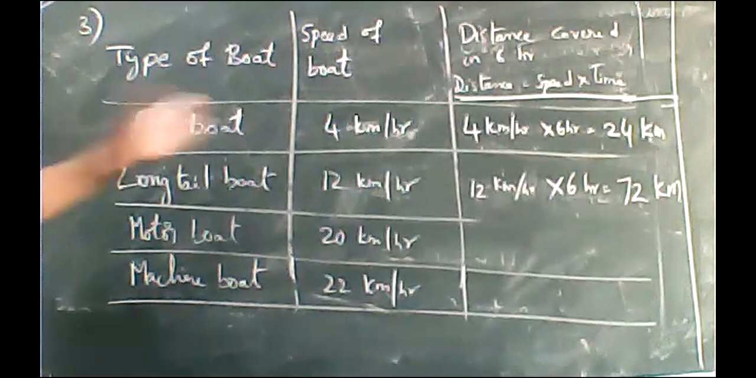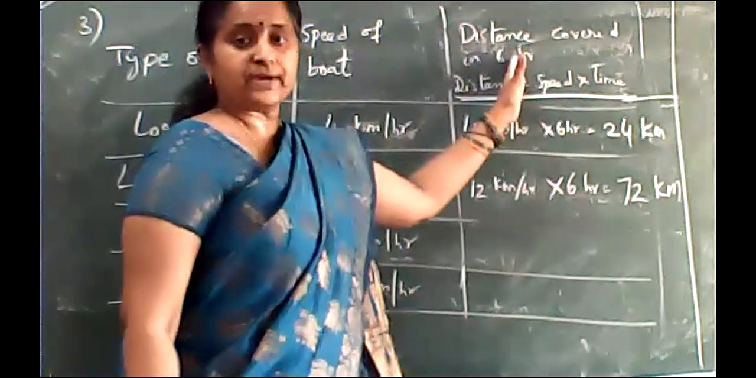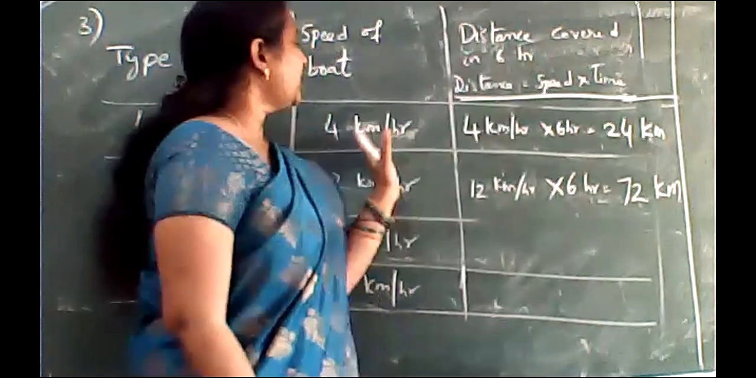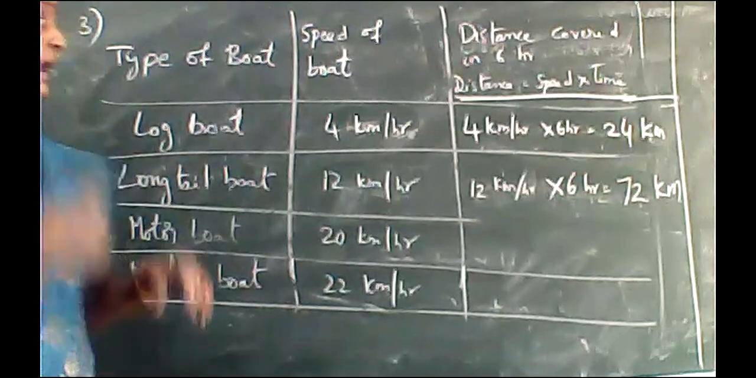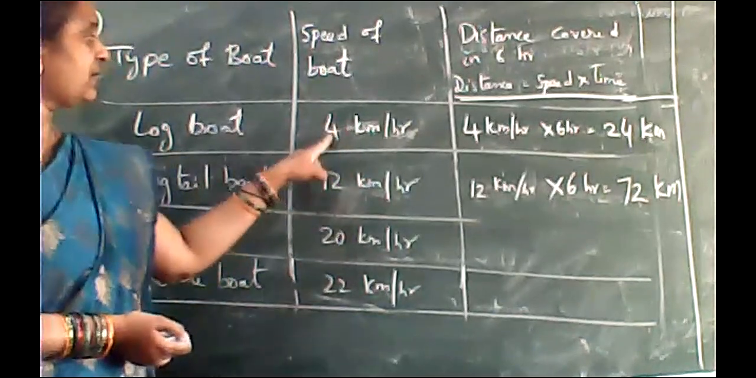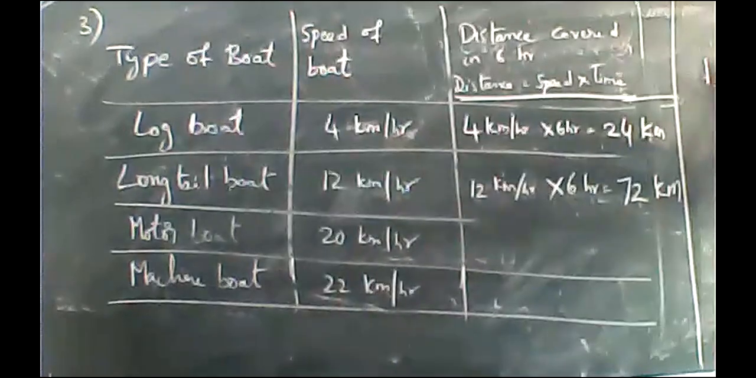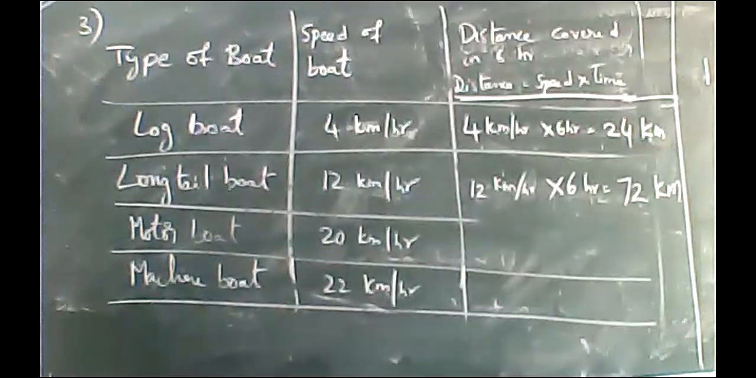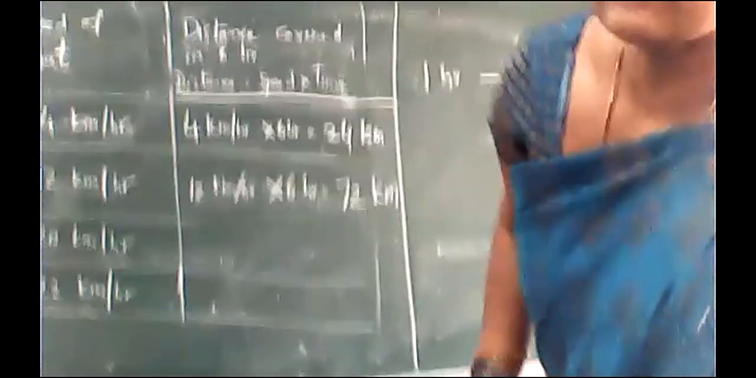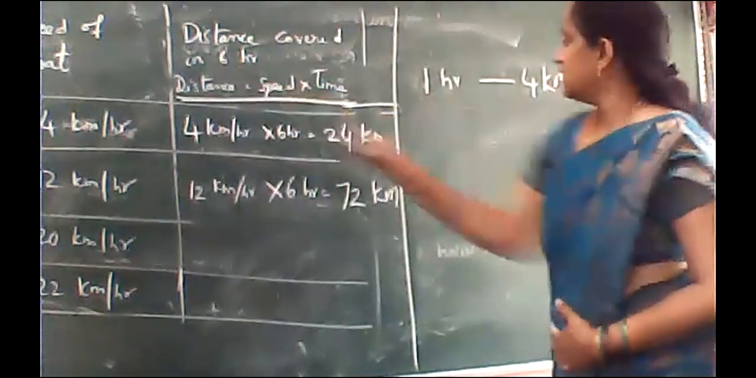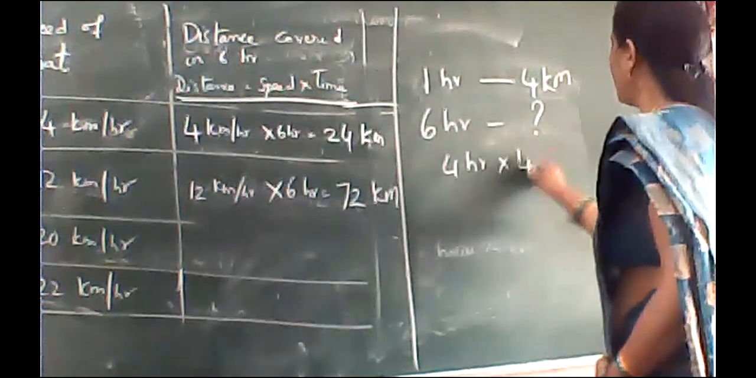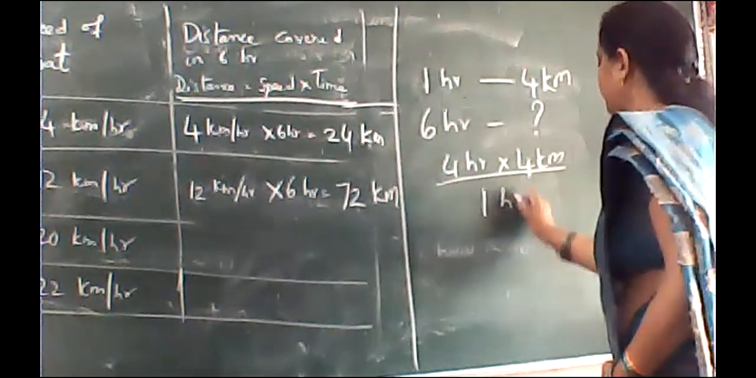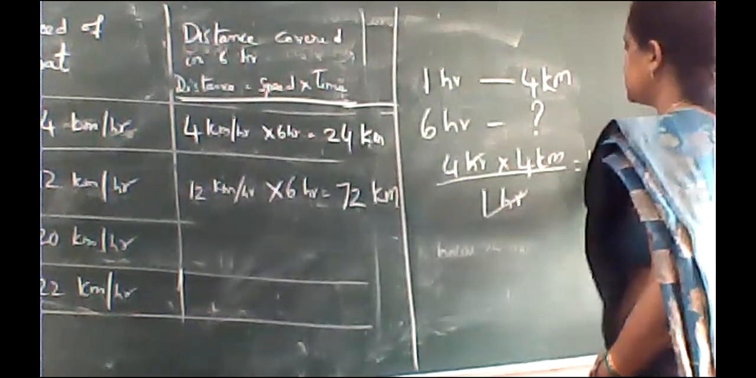Here the speed is given and the time is given. While calculating the distance, we need to multiply speed and time. Or else we can do it another way. In 1 hour, how many kilometers is it traveling? 4 kilometers. Distance covered in 1 hour is 4 kilometers. Distance covered in 6 hours, how much? 6 hours into 4 kilometers by 1 hour, which is nothing but 24 kilometers.